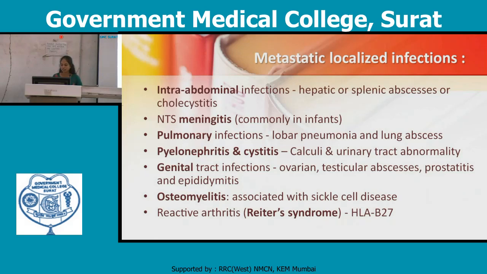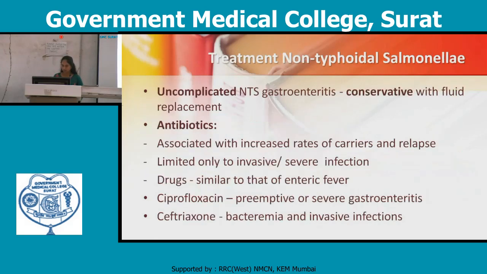Uncomplicated NTS gastroenteritis is managed conservatively with fluid replacement. Antibiotics are associated with increased risk of carriers and relapse, so limited only to invasive severe infections. Drugs are similar to those for enteric fever: ciprofloxacin for presumptive or severe gastroenteritis, and ceftriaxone in bacteremia and invasive infections.